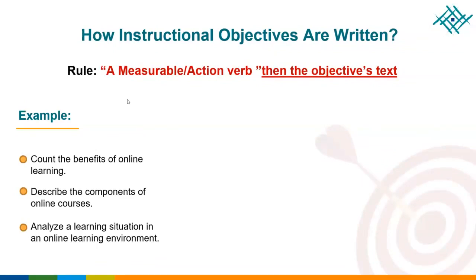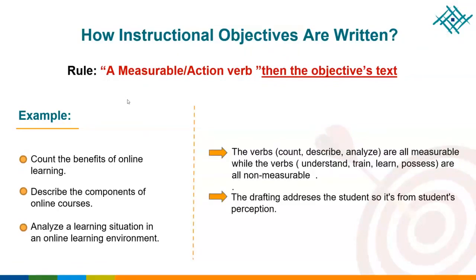Describe the component of online course. Analyze a learning situation in an online learning management environment. Okay, then we have these verbs which are measurable. Count, describe, analyze. These verbs are measurable. The verbs count, describe, analyze are all measurable, while the verbs understand, train, learn, possess are non-measurable.